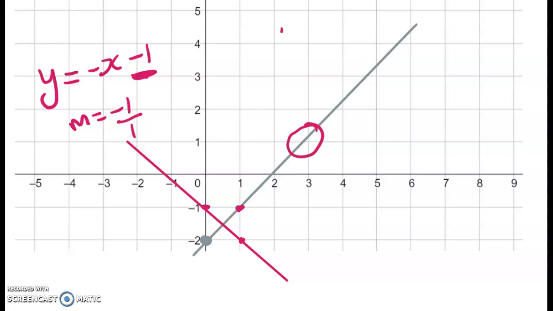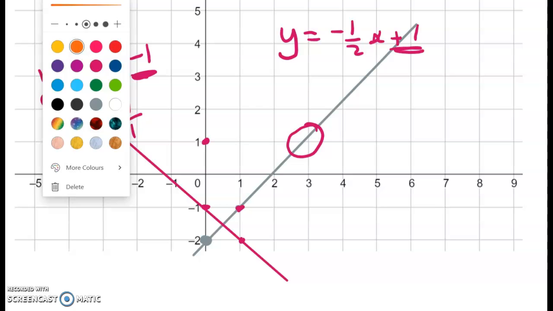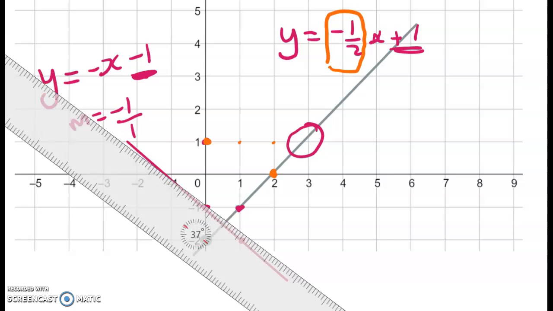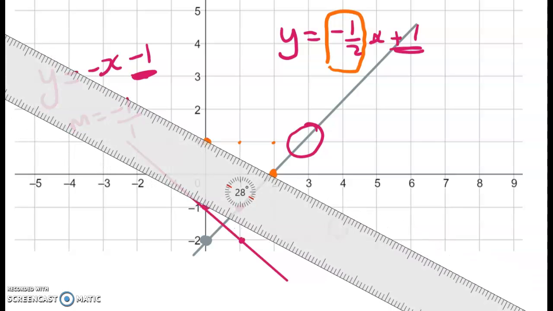The next one is y equals negative a half x plus 1. So we start at the y-intercept, it's here, and then the gradient is negative 1/2, so I go out 2 and then down 1, grab the ruler and join the 2 dots.